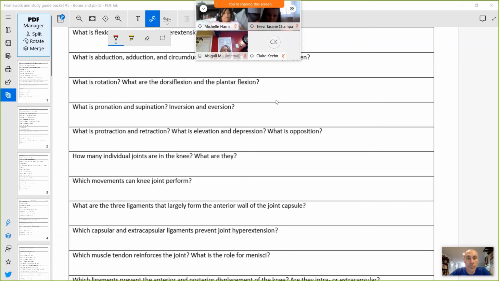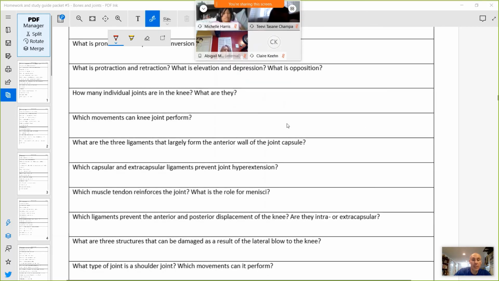Individual joints in the knee, 3. Patellofemoral, lateral tibiofemoral, medial tibiofemoral. Movements, flexion and extension, a small tad of rotation. I wouldn't be too picky if you're not mentioning rotation, it's fine. 3 ligaments that form the anterior wall: medial and lateral patellar retinacula and patellar ligament.